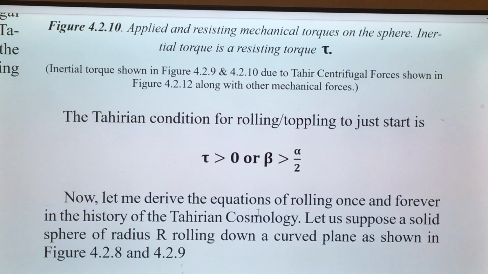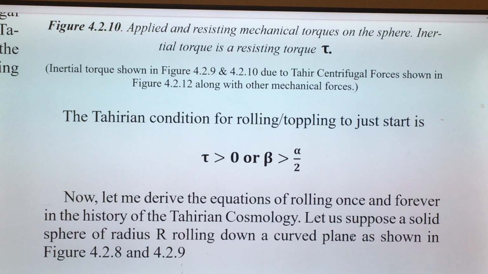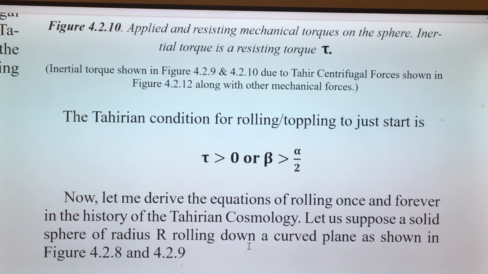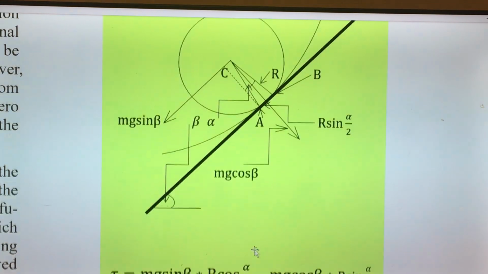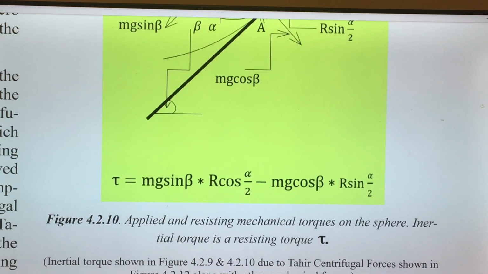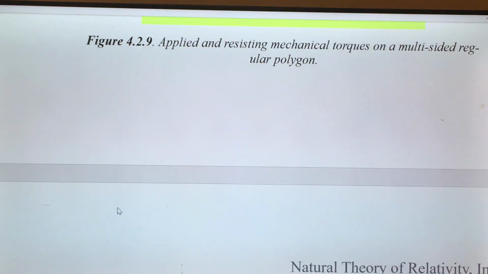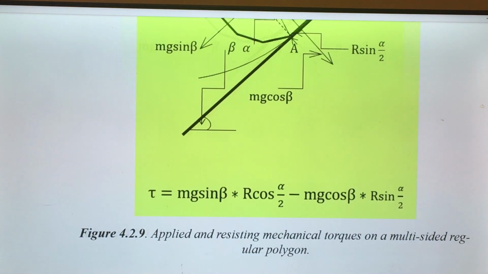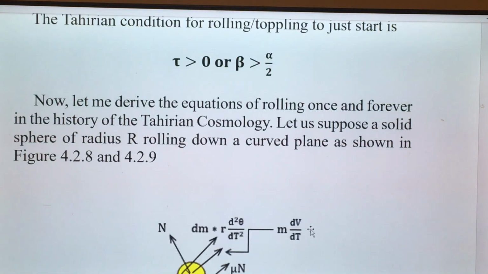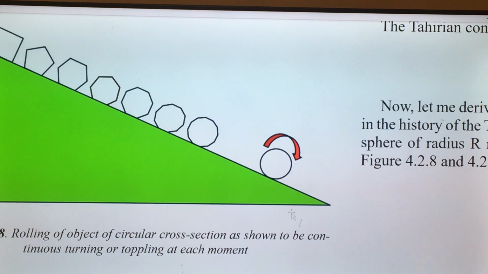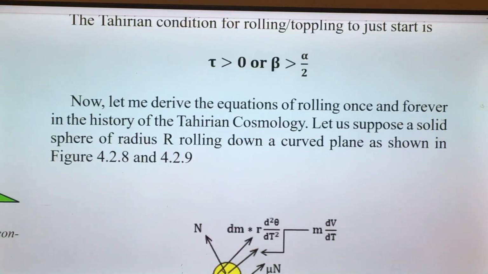Now let me derive the equations of rolling once and for all in the history of the Tahirian cosmology. Let us suppose a solid sphere of radius r rolling down a curved plane as shown in figures 4.2.8 and 4.2.9. Just focus on 4.2.9, it is this. 4.2.8 is this. I already explained it to you.